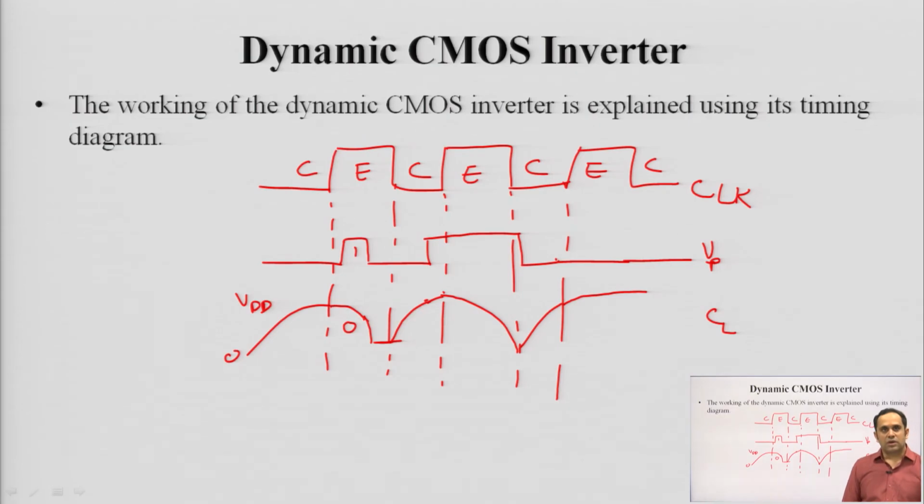This is how the dynamic CMOS circuit is going to operate. Whenever clock goes low, the capacitor gets charged to high voltage. Whenever clock goes high, it starts to evaluate. If there is a path between output and ground via the evaluation transistor and your NMOS logic, output goes from 1 to 0, otherwise it remains at 1.